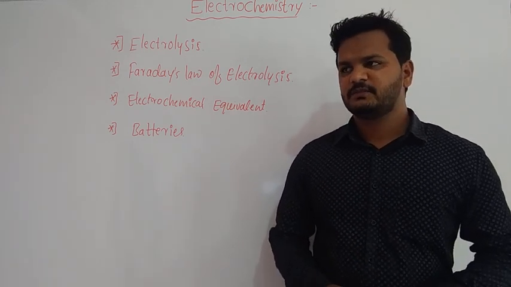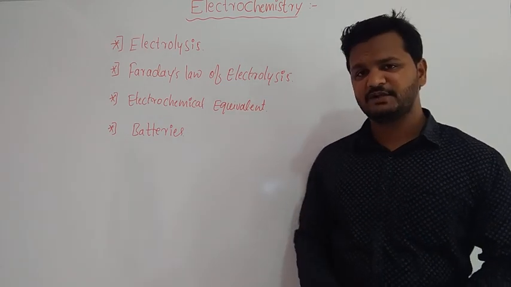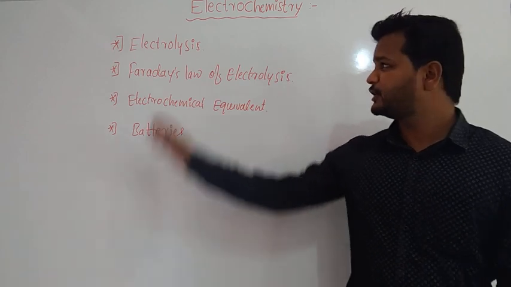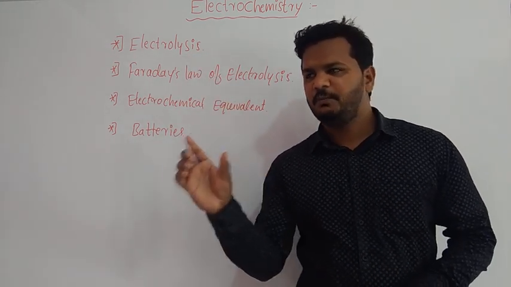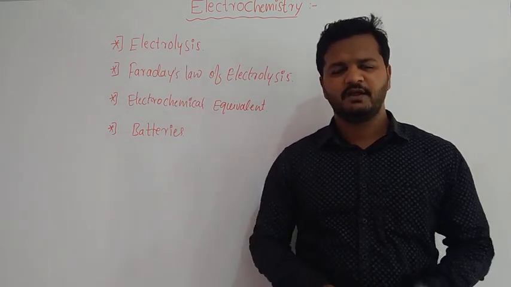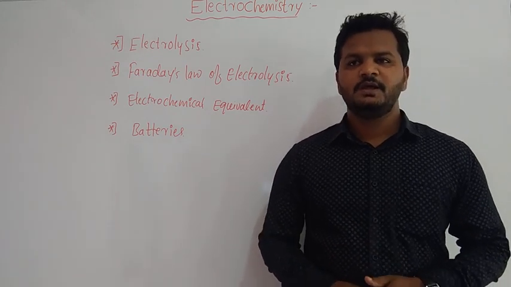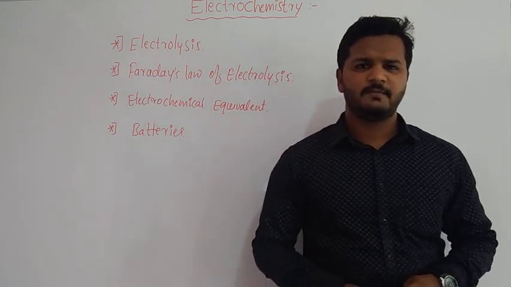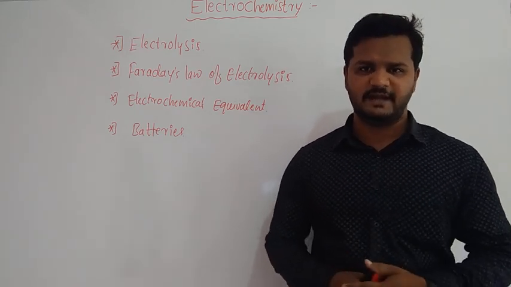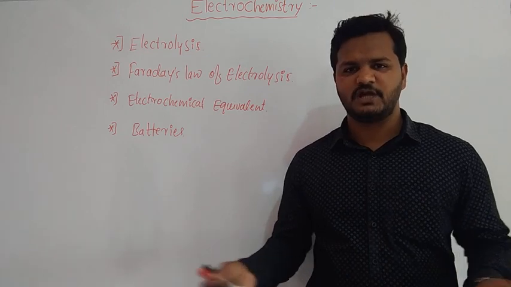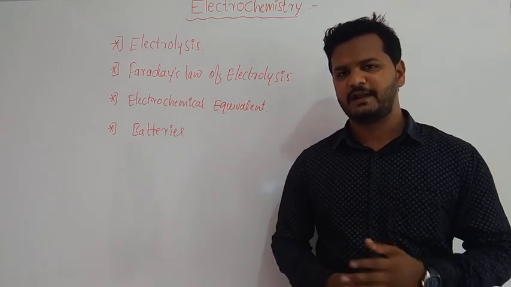So students, first one, electrolysis. Okay, let us start with electrolysis. Before starting the electrolysis concept, you should be familiar with some important concepts: cation, anion and electrolyte. So first, what is meant by cation? A cation means a species which can donate an electron and become positively charged, or you can say a positively charged species is called a cation.